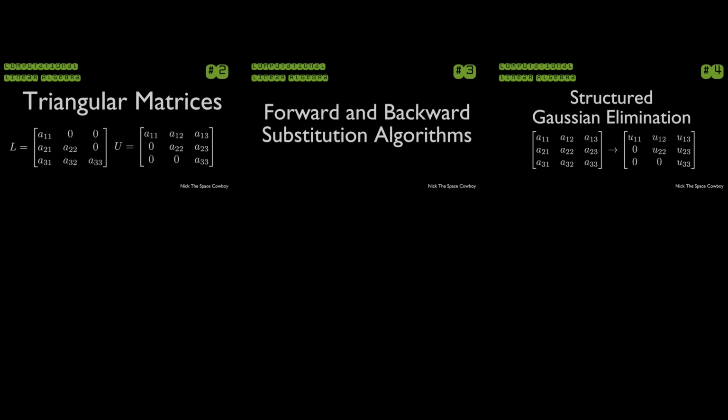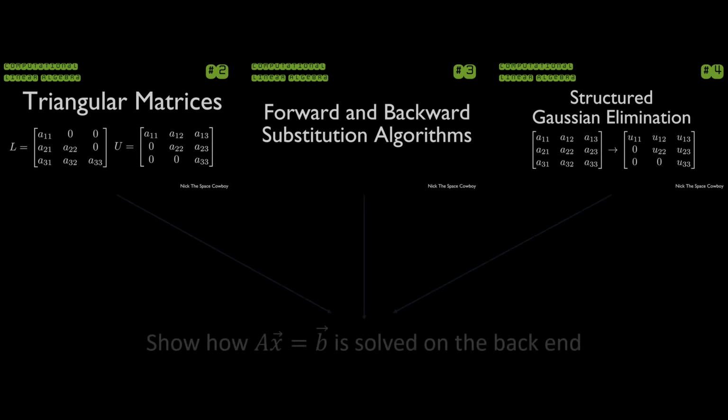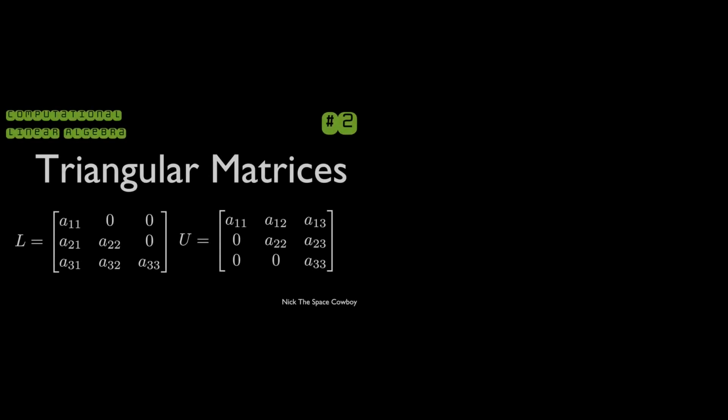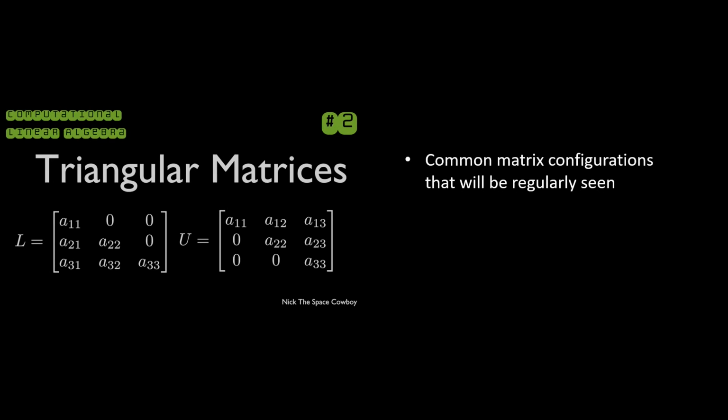Now, the second, third, and fourth episodes are all grouped together in that they have one goal in showing you how an AX equals B system is actually solved on the back end. So in episode 1, I showed you that you can solve an AX equals B system computationally with Python and Octave, but each one of these is one step in the entire process of how that back-end procedure actually takes place.